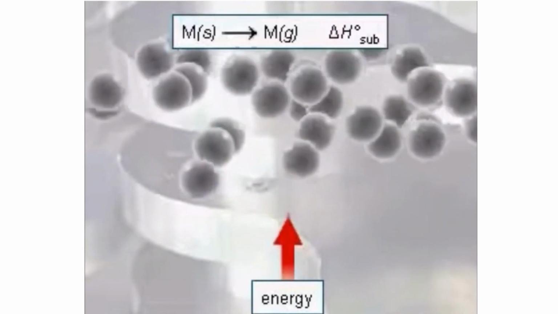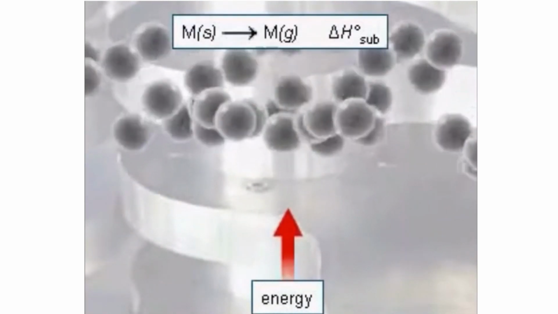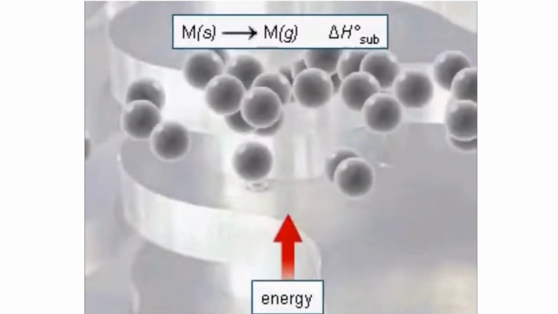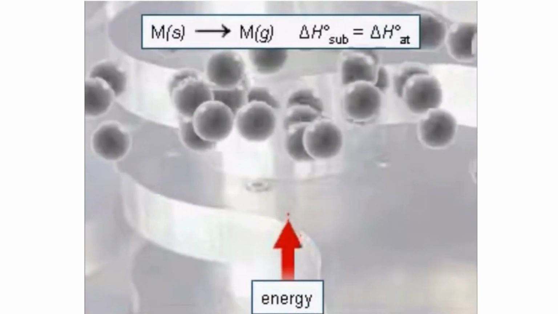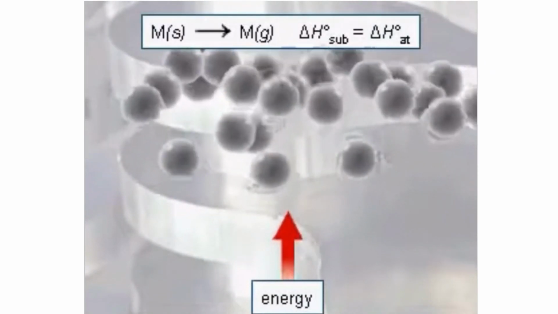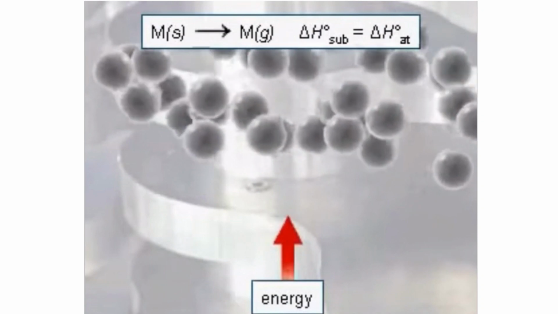Notice that the atomization of a metal is equivalent to the direct transformation of a solid into a gas, that is, sublimation. Therefore, the enthalpy of atomization for metals equals the enthalpy of sublimation.